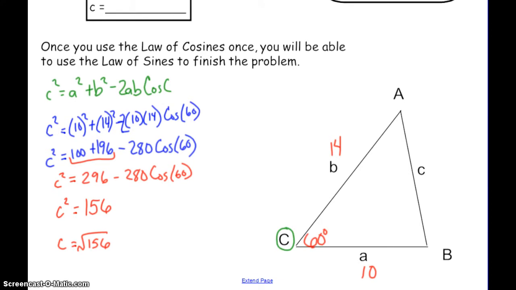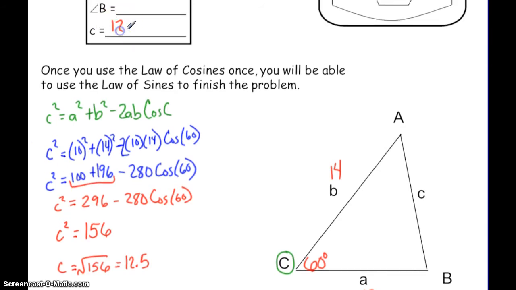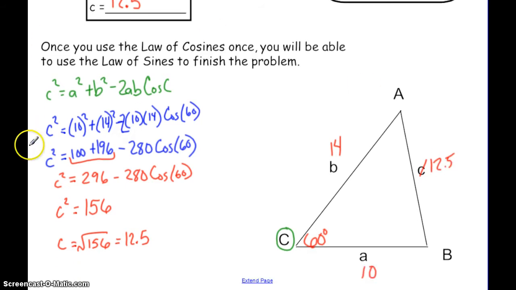If your teacher is looking for an exact answer, you would leave it. But remember, we're going to have to use that to find the other parts of my triangle. And so we're going to need to get a decimal for that. 12.5 approximately. So it's about 12.5. And so that gives me this one part of my triangle, 12.5.